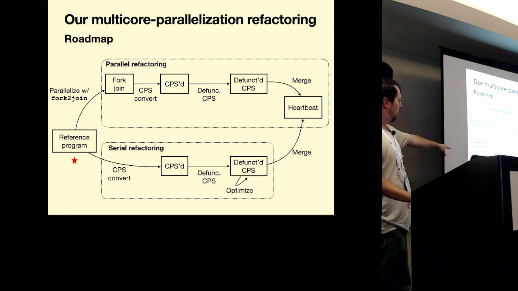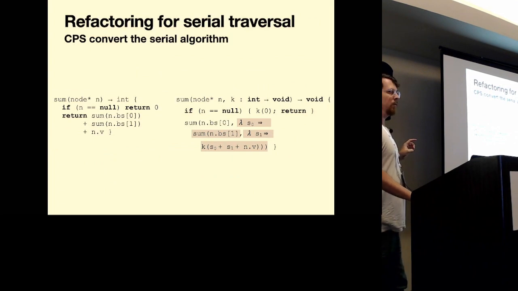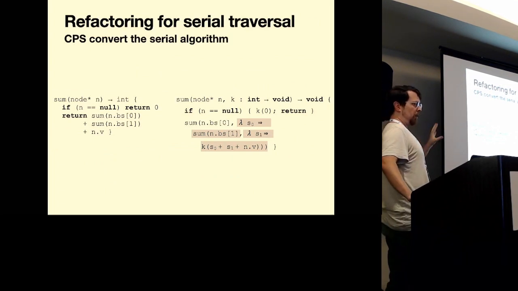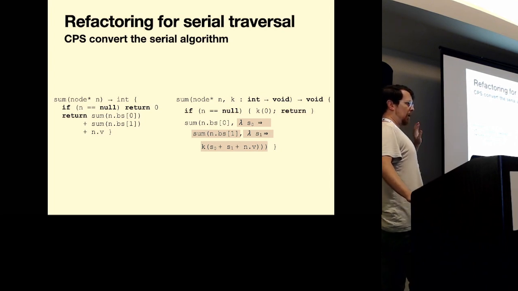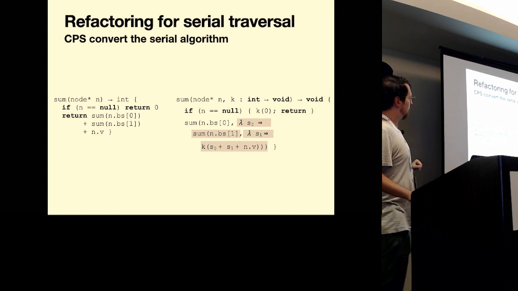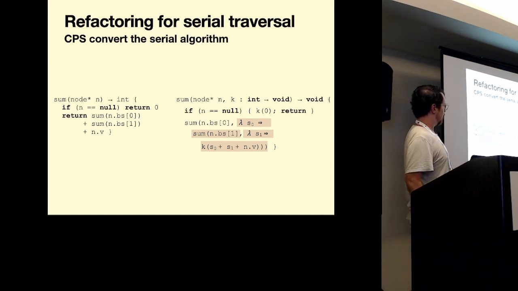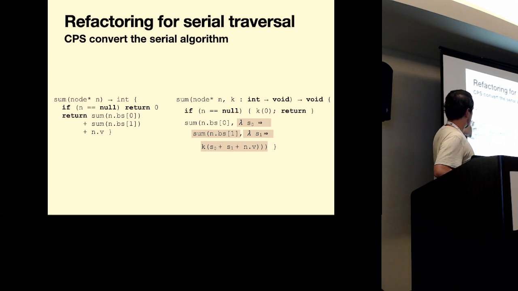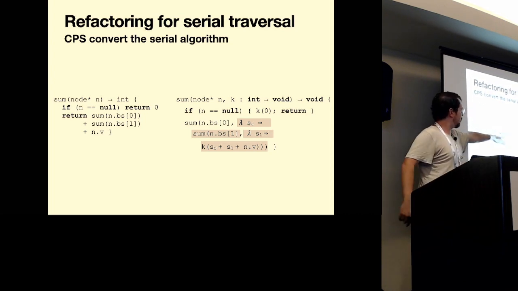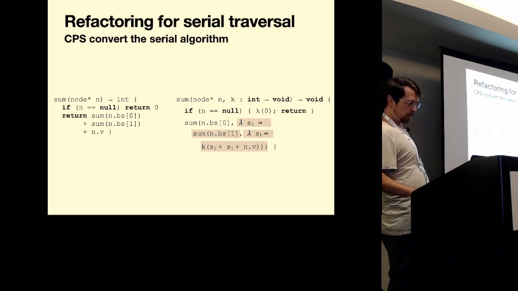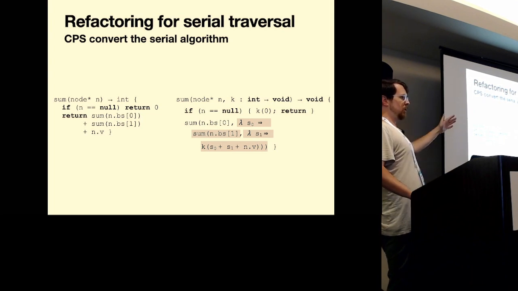Now we're going to return to our reference program and start with the serial refactoring. I'm going to run through this part fairly fast because it's already covered in Koppel's talk, and it's pretty much the textbook series of steps one would use. So basically, starting back from our recursive function, we CPS convert. It gives us two continuations, one for the first recursive call and one for the second.